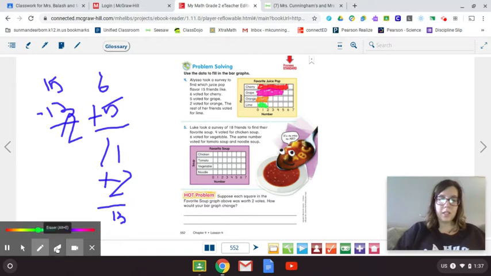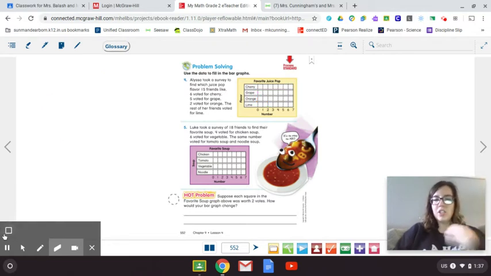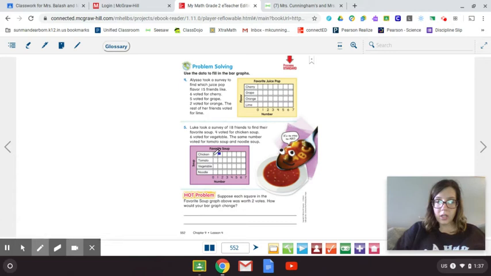All right, let's clear my screen here. And look at that pretty chart. Cherry was obviously the most popular, so let's clear it. All right, so it says Luke took a survey of 18 friends to find their favorite soup. 4 voted for chicken soup. Okay, 4 voted for chicken. So we're going to do chicken first. And we're going to color in 1, 2, 3, 4 boxes for chicken soup.